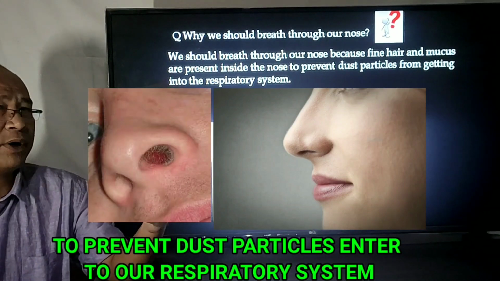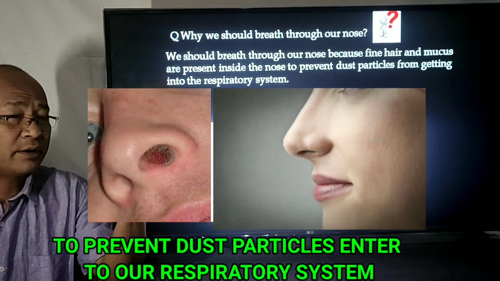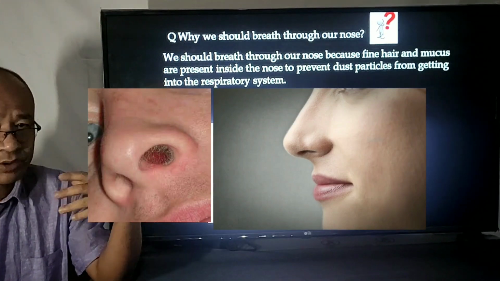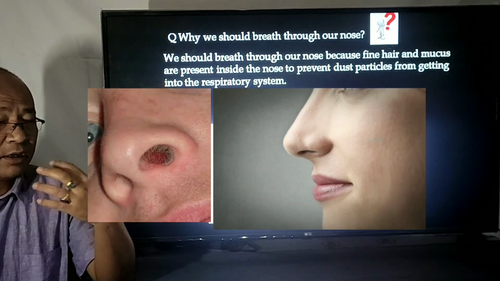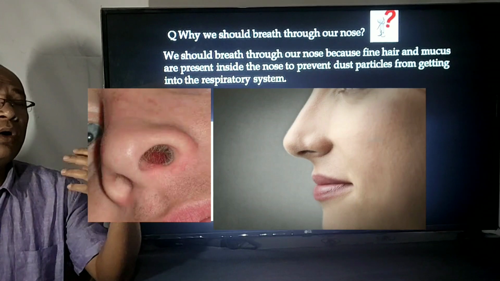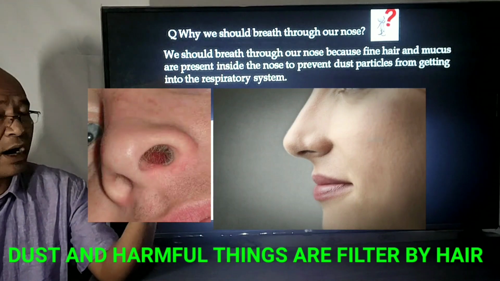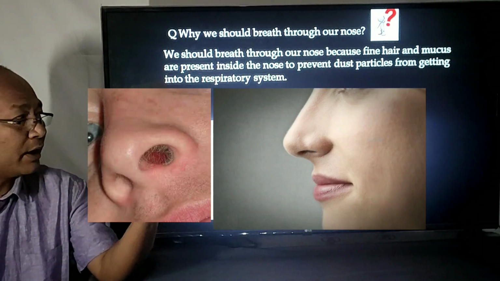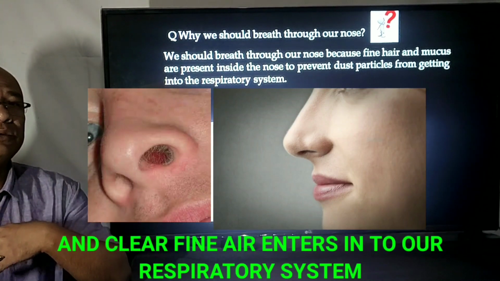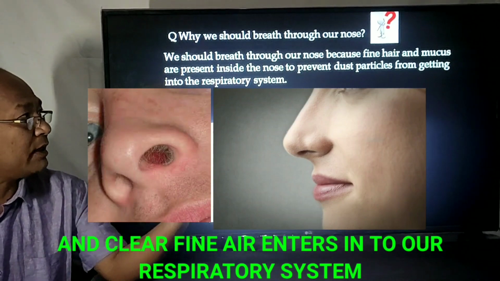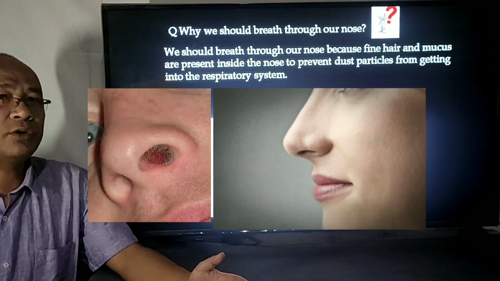So what happens when we breathe through our nose? Inside the nose, there are fine hairs and mucus which filter the incoming air into our respiratory system. When this filtering happens, the dust and harmful things are removed, and clean, fine air gets into the respiratory system. That is why, as far as possible, we should always breathe through our nose.